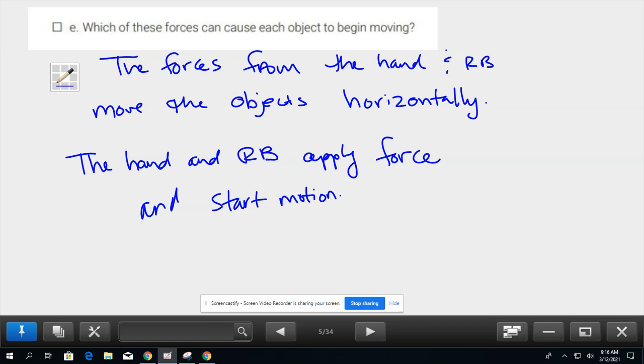This ends activity 3-2. I'll see you tomorrow for activity 3-3, more objects that begin moving.